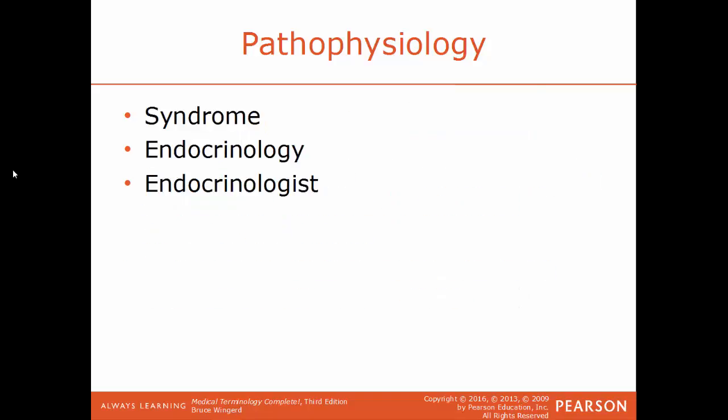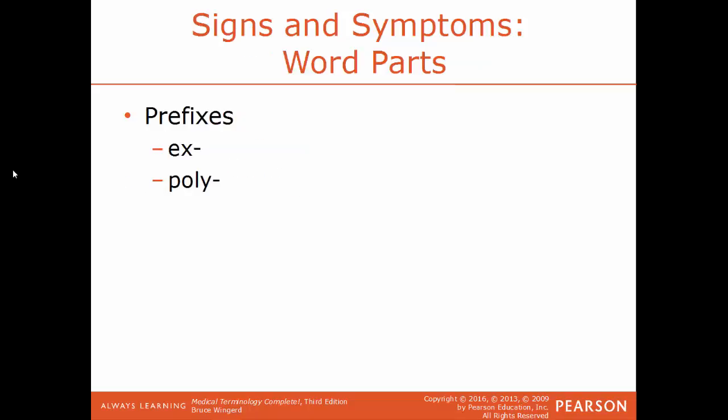Now, some terms that you will commonly see when it comes to pathophysiology with the endocrine system. The first one, syndrome. This is a group of symptoms that consistently appear with each other, and they characterize a particular abnormality or a particular disease. Endocrinology. This is the study of the endocrine system, and a person that specializes in this field of medicine would be an endocrinologist. All right, now we'll talk about some signs and symptoms of the system.